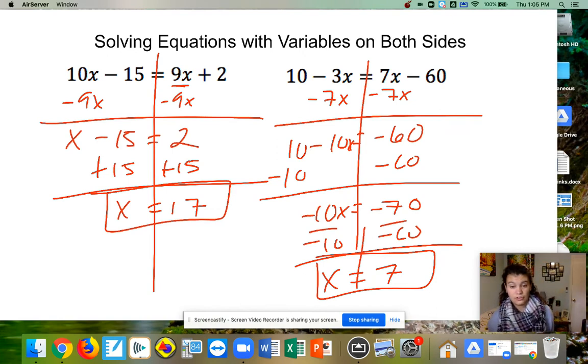If you had done the other direction, you would have ended up with 70 equals 10x, and you still would have gotten 7 as your answer. So it doesn't matter which number you bring to each side, as long as you get all the x's to one side, all the numbers to the other.